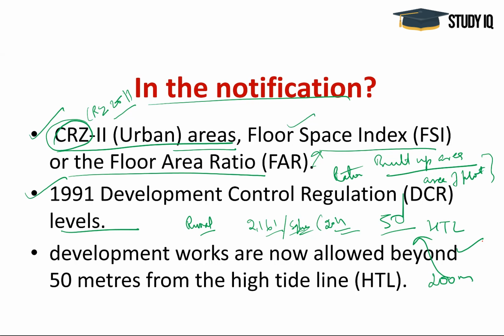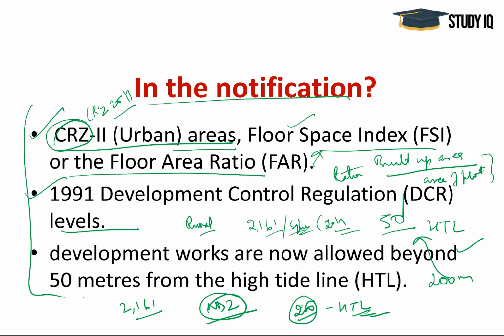However, areas which have a density below 2161 per square kilometer will be NDZs. NDZs are No Development Zones, and a restriction of 200 meters from the HTL will be observed here.